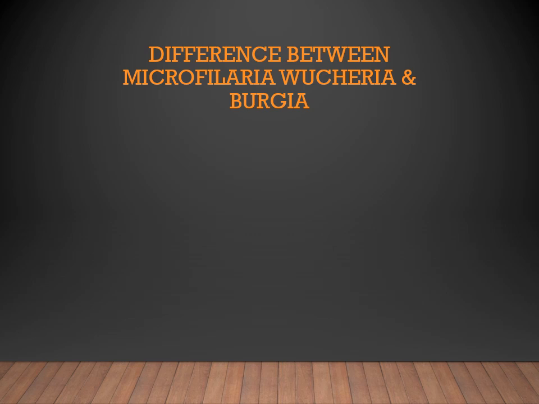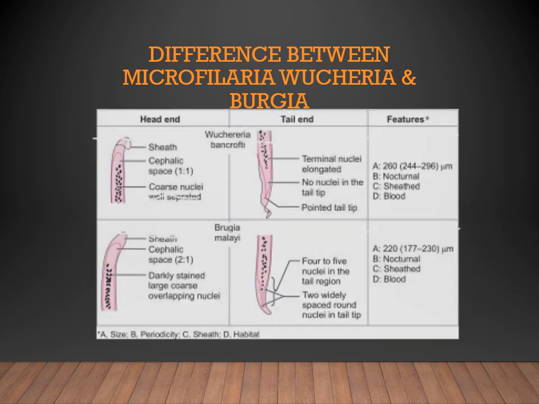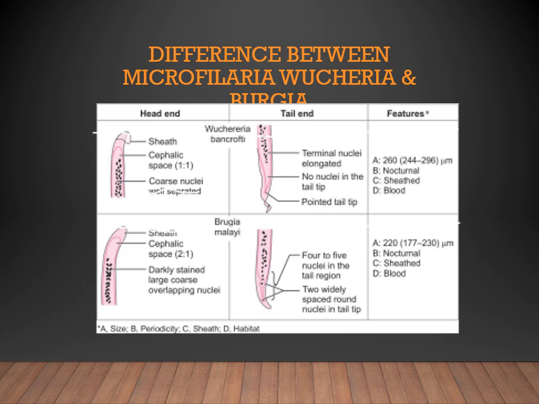Now, as we know, filariasis can be caused by Wuchereria or by Brugia. So when we are going for the microscopy, we should know how we can differentiate between the two microfilariae. One is of Wuchereria, another is of Brugia. That is a very important MCQ, and it can be a viva question too.